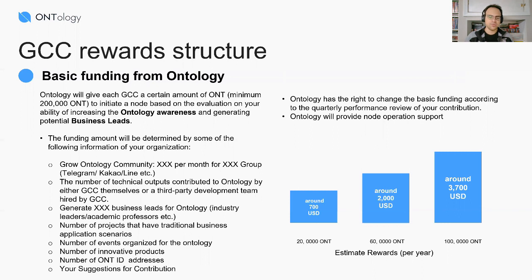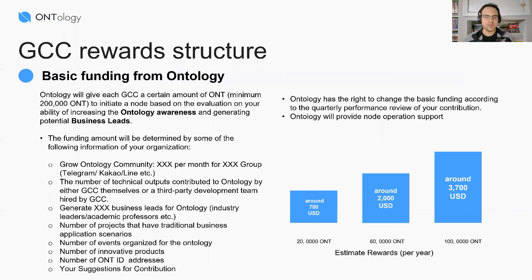What are these kinds of metrics? These metrics are things from growing the Ontology community, X number of people per month, measuring activity and engagement. We don't just want a bunch of new people to join, post once in a Telegram, and never post again. We're really thinking about how do we grow an active, engaged community, people that are going to participate in the network and the conversations.